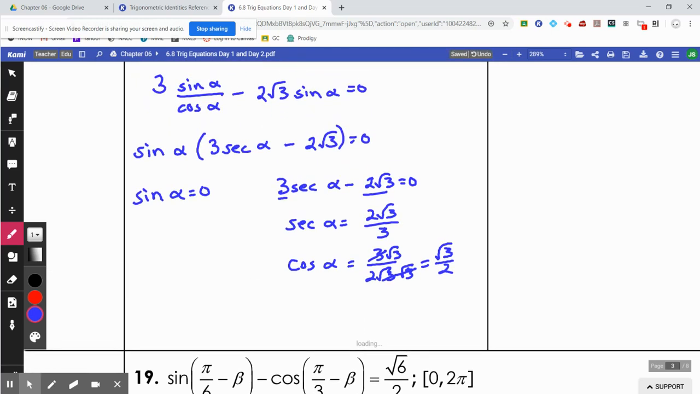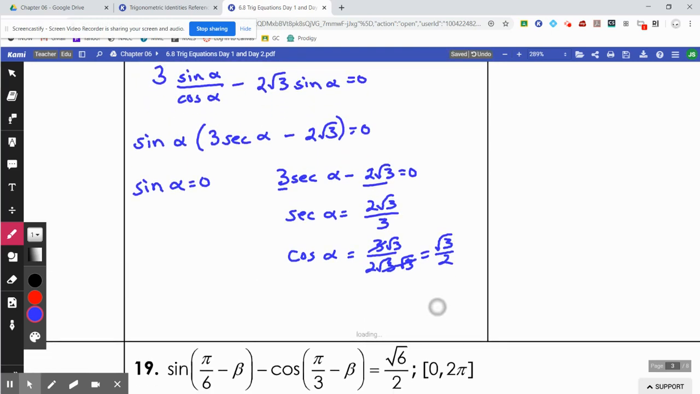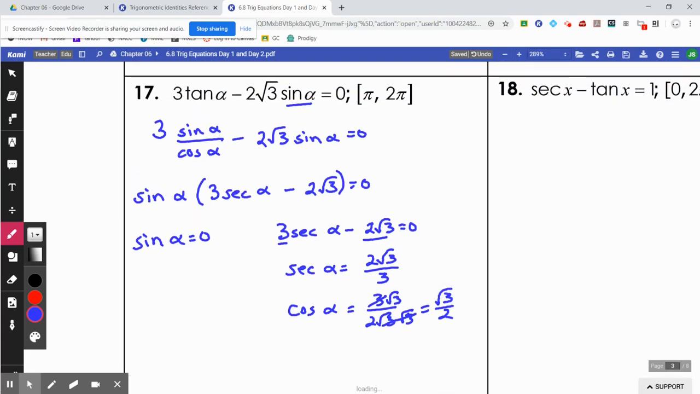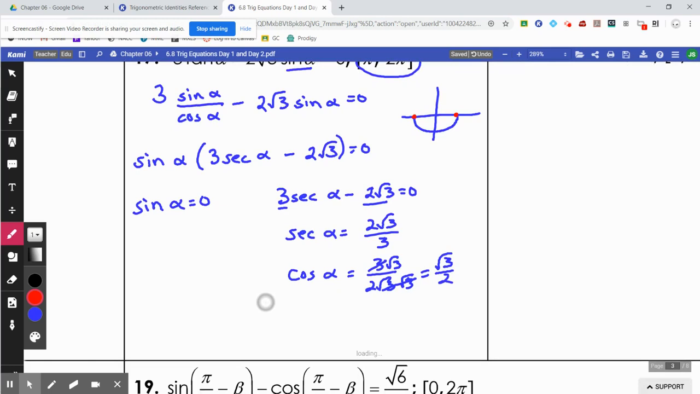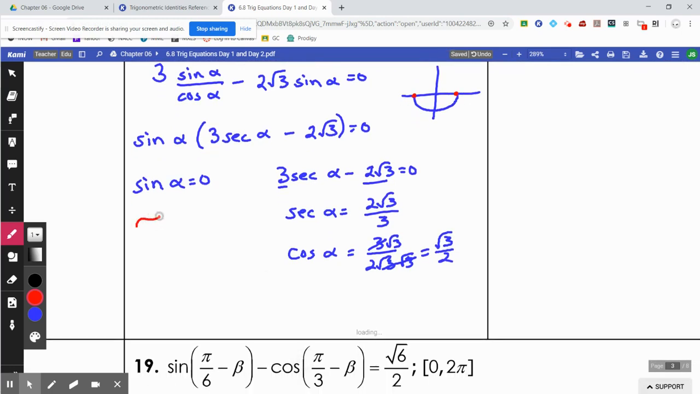Where is sine equal to 0, and where is cosine equal to root 3 over 2? Now we're looking for all the answers between pi and 2 pi. So that's all the answers between 180 and 360. Where does sine equal to 0? Again, sine is a y value. These 2 points on my unit circle, sine is equal to 0, and that would be at pi and at 2 pi. So there's 2 of my solutions.